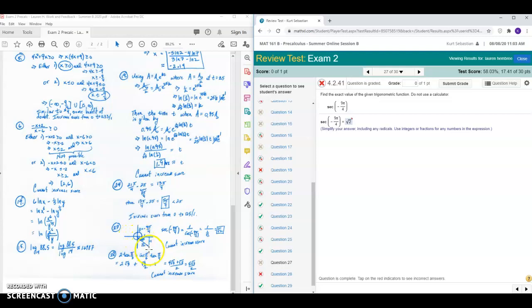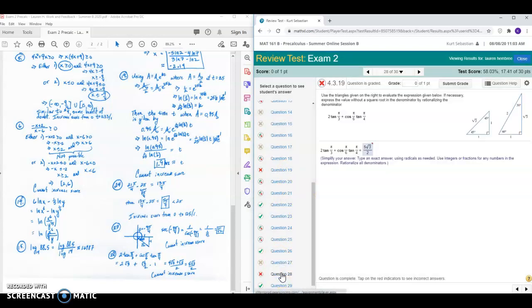So we have a 45-45-90 reference triangle, 1, 1, root 2. I label the part on the negative y-axis negative 1. The secant of that is 1 over the cosine of that, and the cosine of that is 1 over root 2, so the secant of that angle is root 2. That's 27. 28, you had an answer with no work.